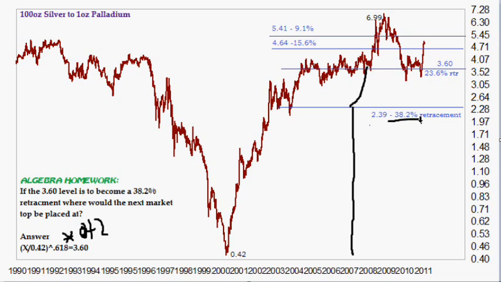Therefore, when you're looking for downward retracements, you do the opposite of whatever the retracement happens to be. So this is a 61.8, and the opposite of that is 38.2. This is 76.4, so the opposite is 23.6, and so on and so on.